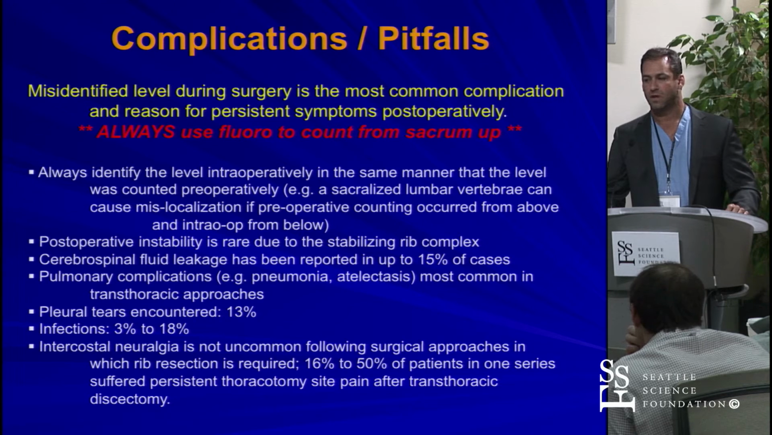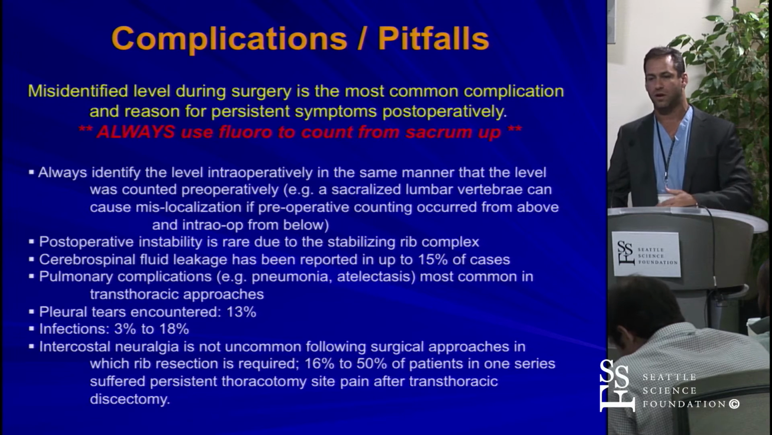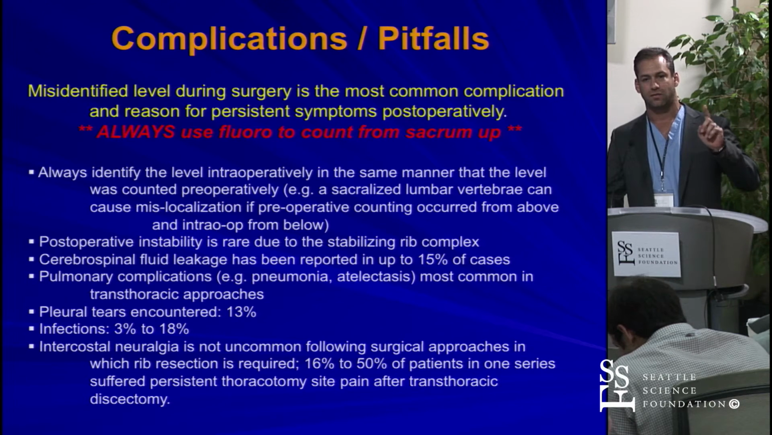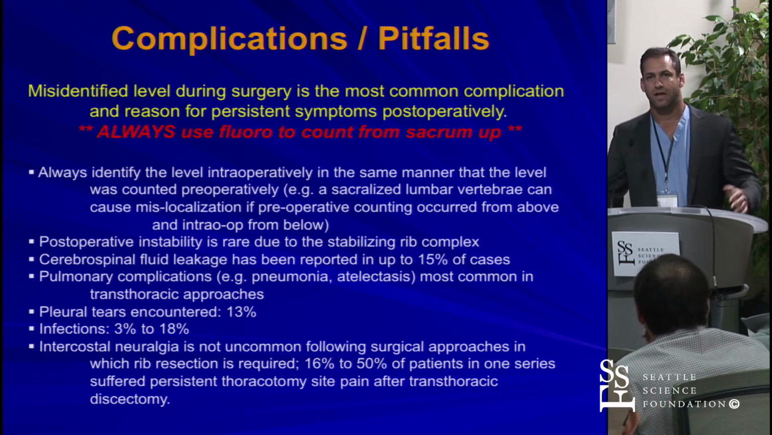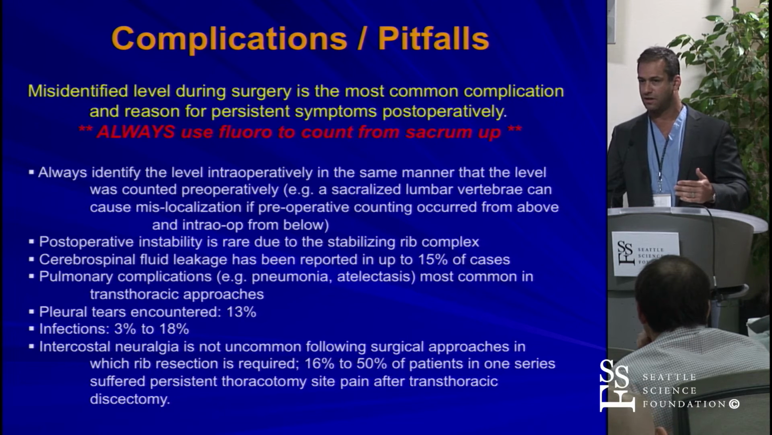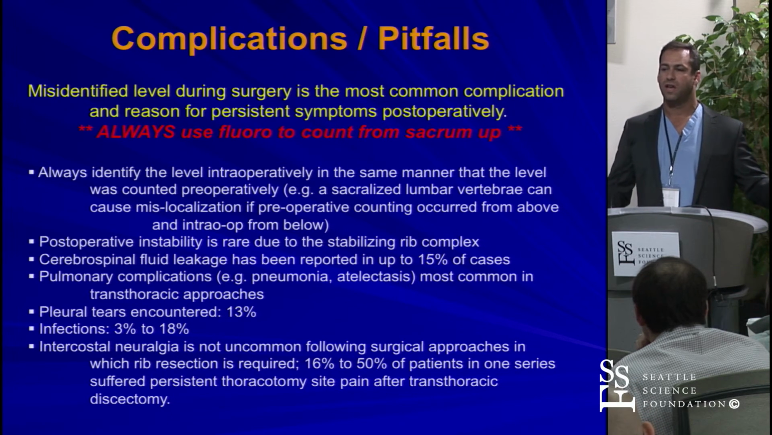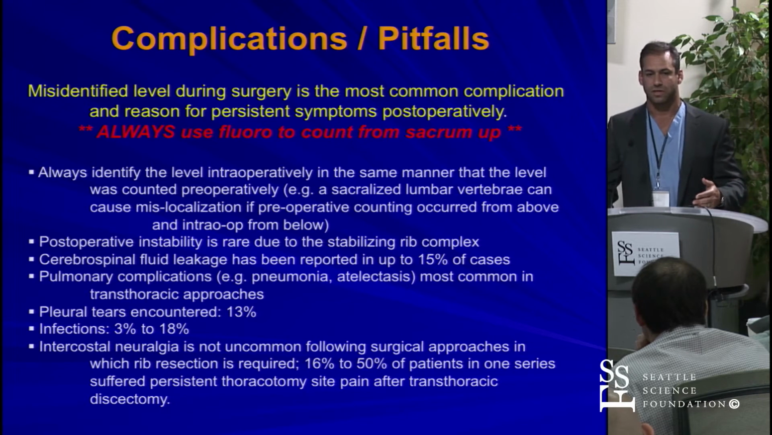The morbidity associated with thoracic disc surgery in comparison to lumbar is completely different. But the number one cause, right? The number one cause of complication during surgery, the most common complication, is actually misidentifying the level. So I would say count and count and count again, and always count in the same way before surgery as you do at the time of surgery.